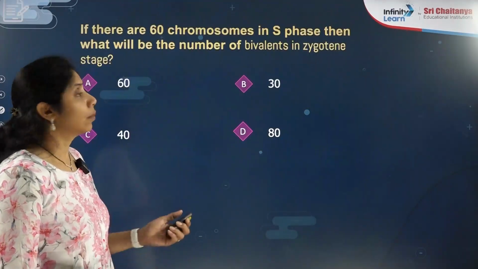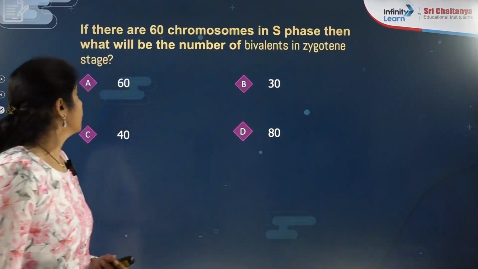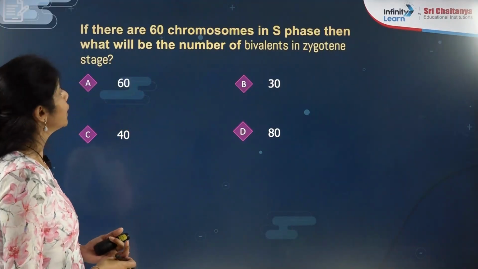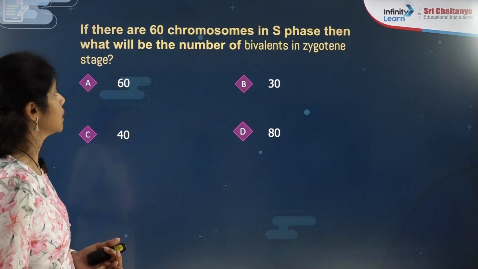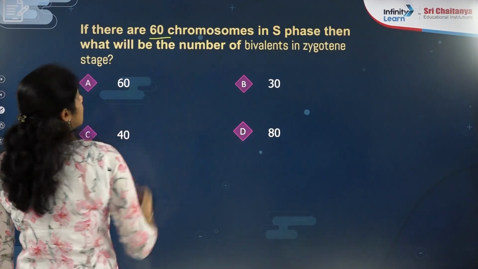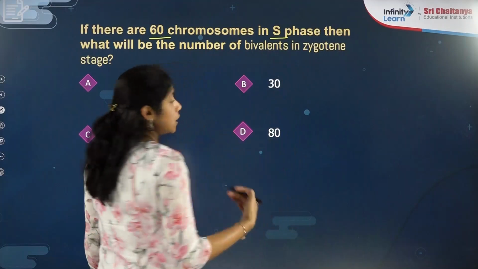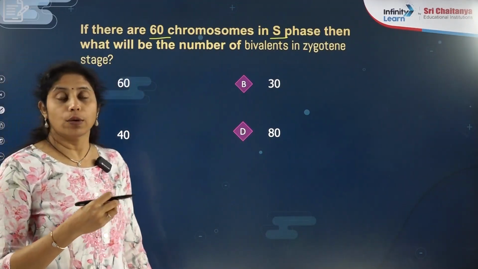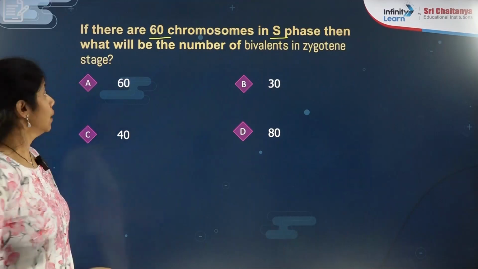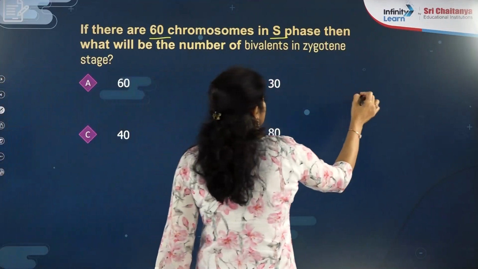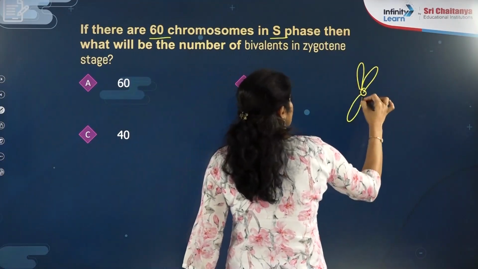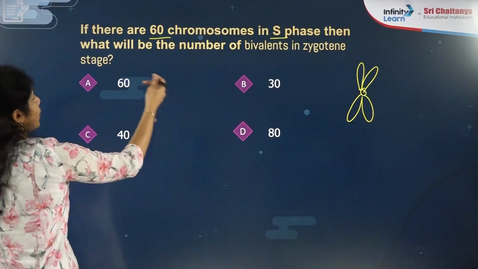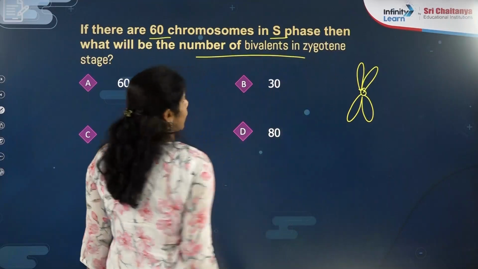Next, the questions. The first one: if there are 60 chromosomes in S phase, then what will be the number of bivalents in zygotene stage? 60 chromosomes are there in S phase. In S phase, obviously the number of chromosomes will remain constant, only DNA will be replicated. So 60 chromosomes in S phase will look like this with 2 chromatids each. And what will be the number of bivalents in zygotene?